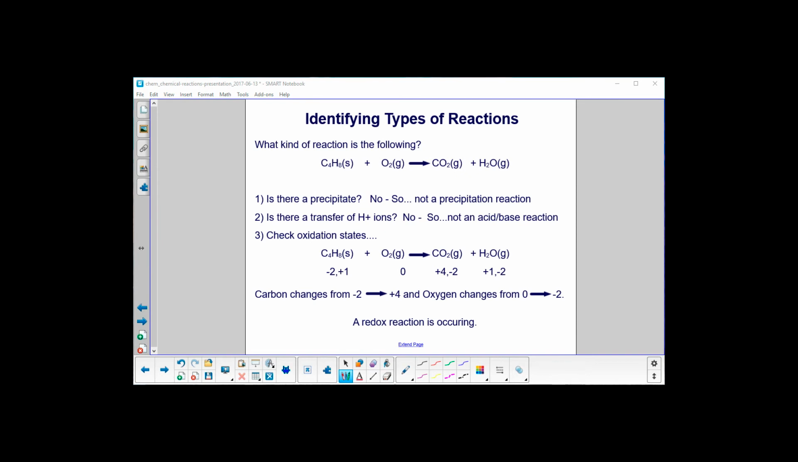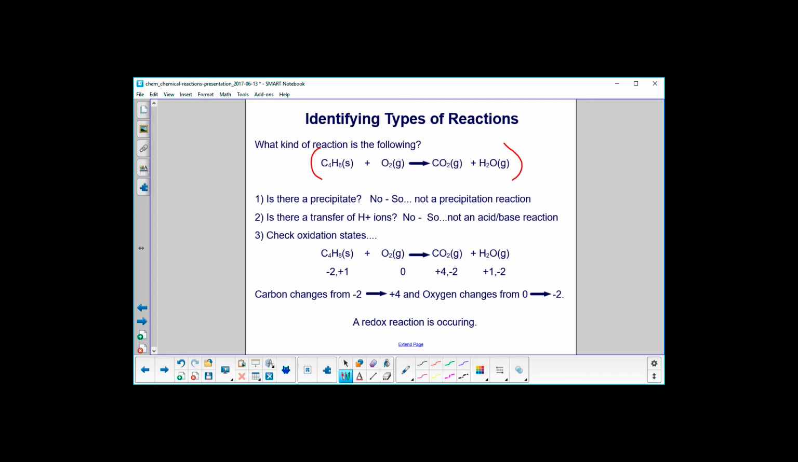Hopefully you had some success with this, but let's go through it now. First of all, did you notice that we didn't really balance this? This is not a balanced equation, but we don't need it here to determine what type of reaction we have. So that'd be a nice exercise. Go off and balance this.